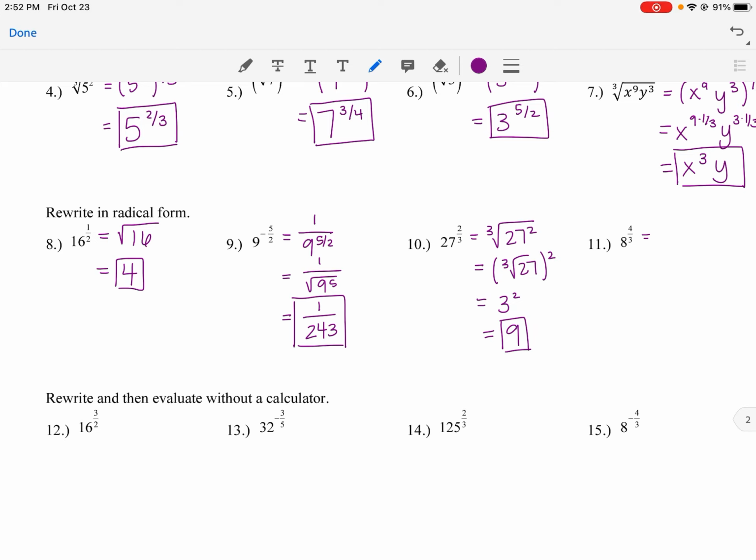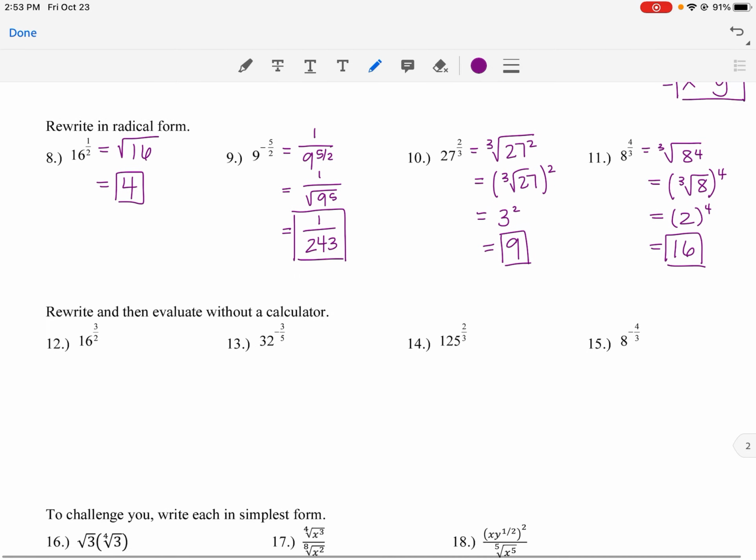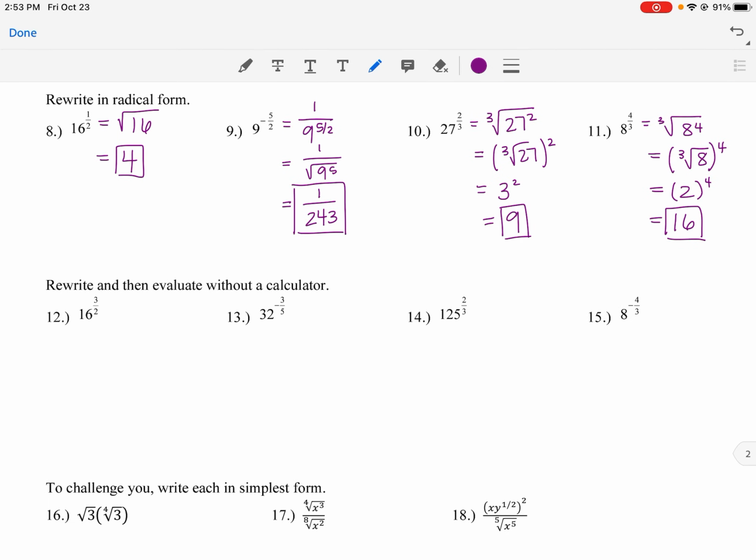Okay, 8 to the 4/3. So this represents the cube root of 8 to the 4th. And you may want to do the same trick we did last time. Let's do the cube root of 8 and then raise it to the 4th. The cube root of 8 is 2, raised to the 4th gives me 16. Okay, they won't always work out like that, and a lot of times you can just leave it as a radical, but since these unsimplified, we went ahead and did it.